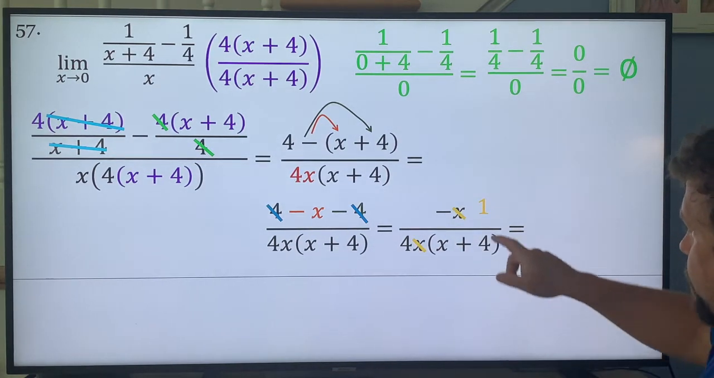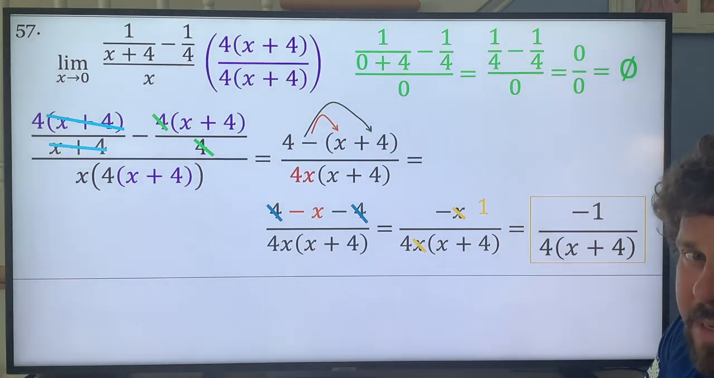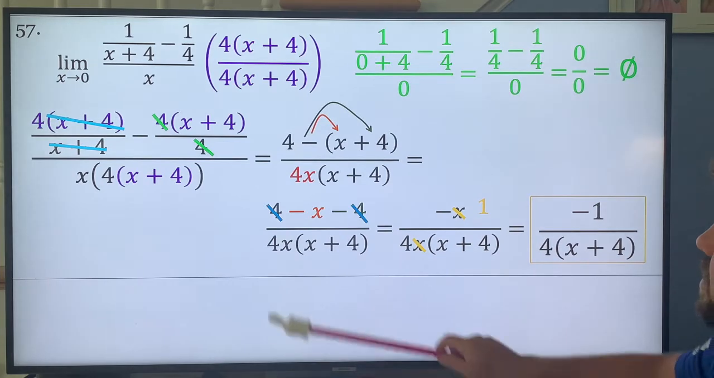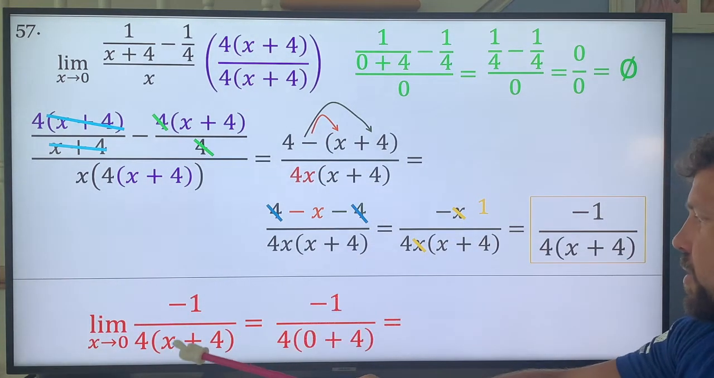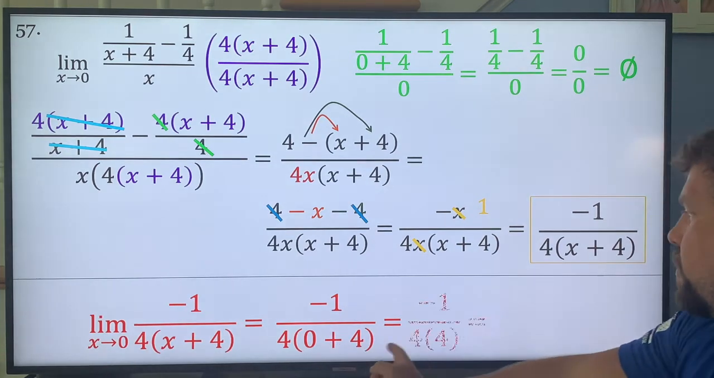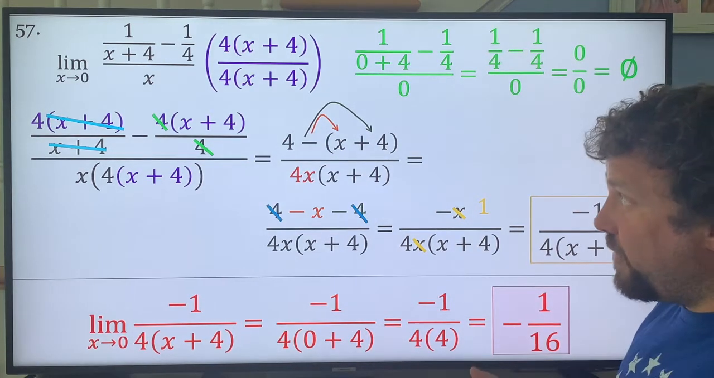The x's cancel out, leaving me with a 1 over 4 times x plus 4, with a negative. Will this help us? I don't know. We've got to check. Find the limit as x approaches 0. Negative 1 over 4 times 0 plus 4. 0 plus 4 is 4. Negative 1 over 4 times 4 is negative 1 over 16. It worked! So how did we find this?